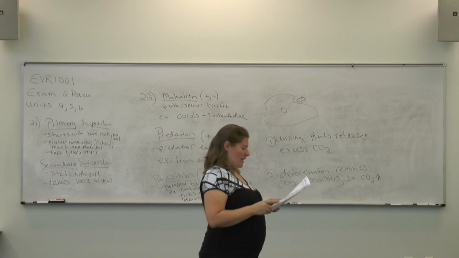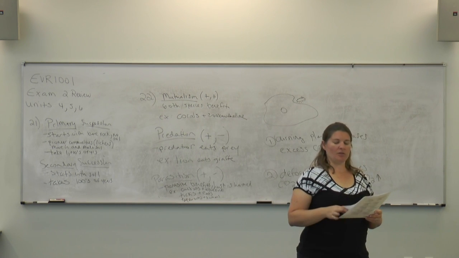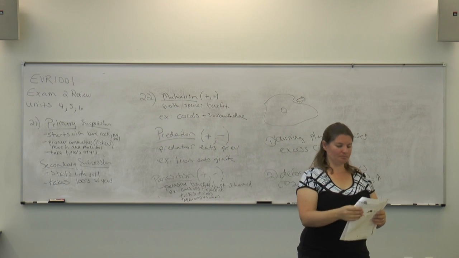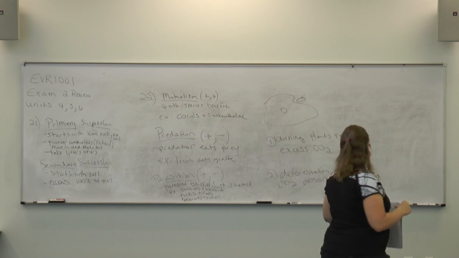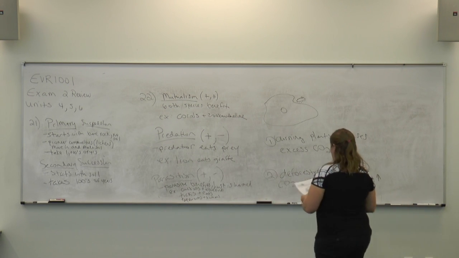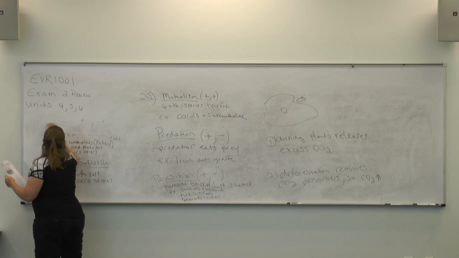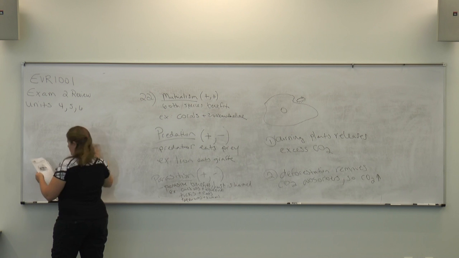And number 13, animals that feed only on dead organisms are scavengers. Perfect. Like vultures, right? Okay, some carbon cycle questions. We've talked about this a little bit so far.